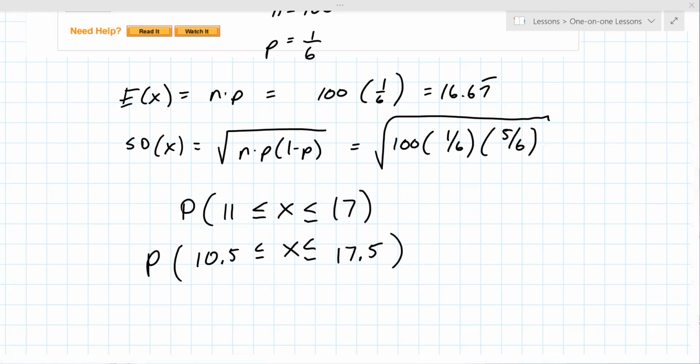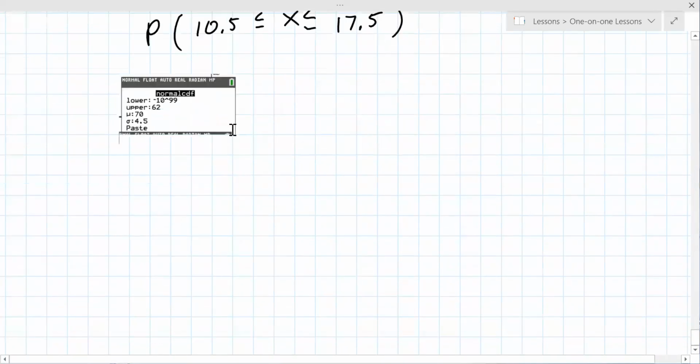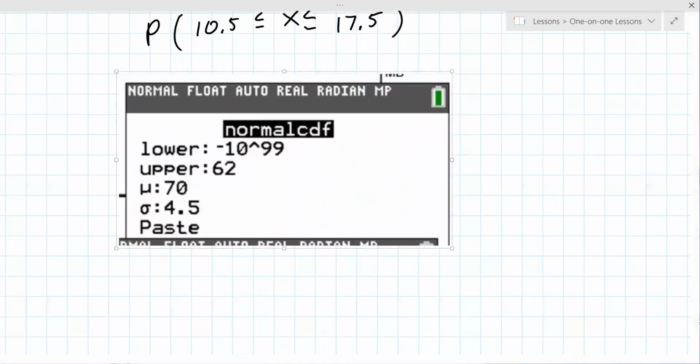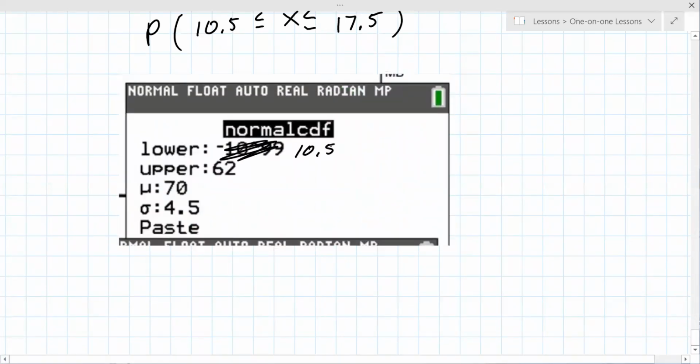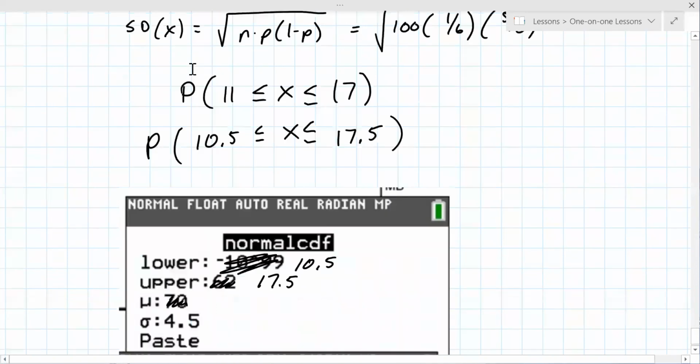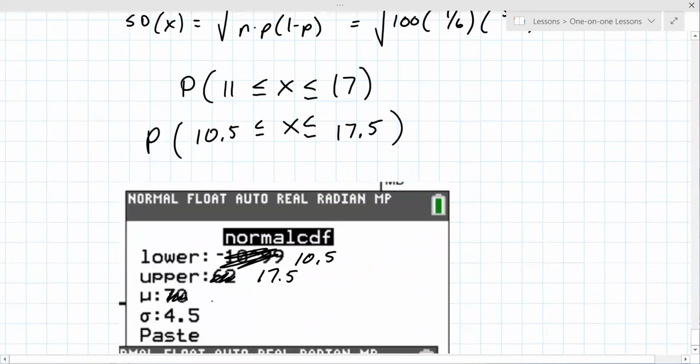So this is a normal CDF problem. I'm going to grab that again. And this is one I would definitely want to bring up to my instructor. So, hey, how do you expect us to do this in class? So your lower here is 10.5. Your upper is 17.5. Your mu is that value we found up above. I would actually leave it as like 100 divided by 6. And then your sigma, you can actually just enter in calculations. It's the square root of 100 divided by 6 times 5/6.